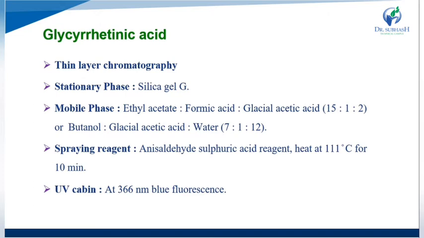And for observation we use the UV cabin at 366 nanometer, that is the lambda max, okay, 366 nanometer, and it gives the blue fluorescence. So this is the thin layer chromatography for glycyrrhetinic acid, okay.